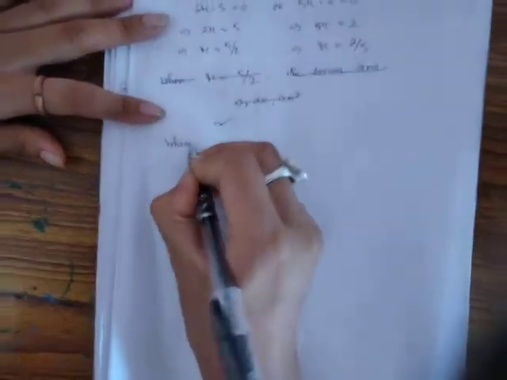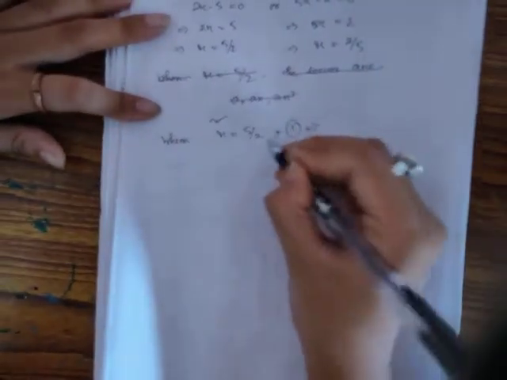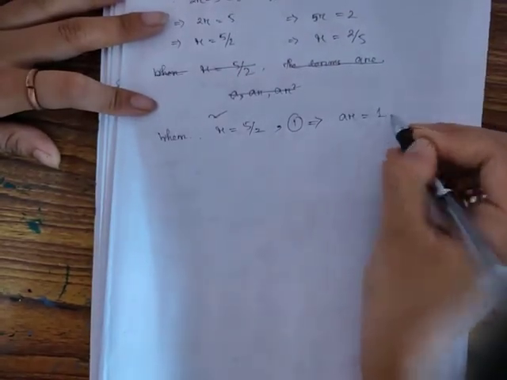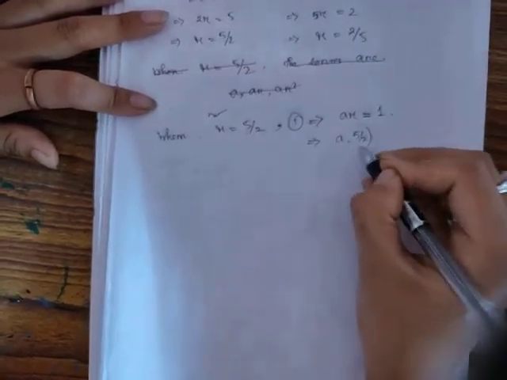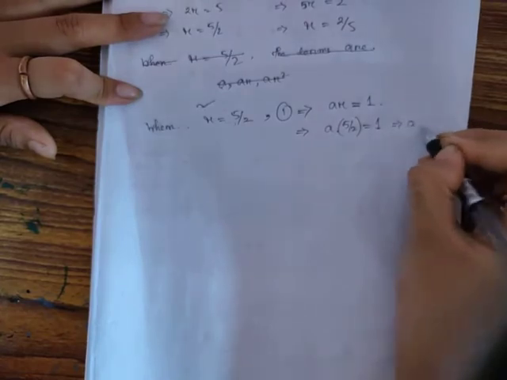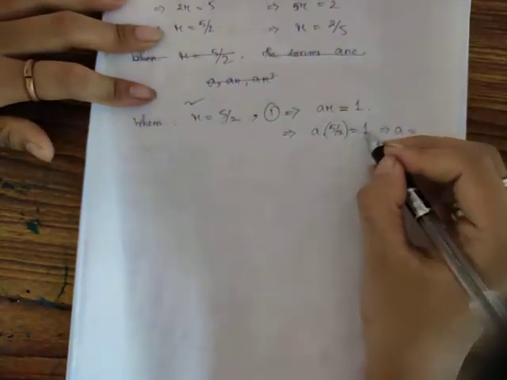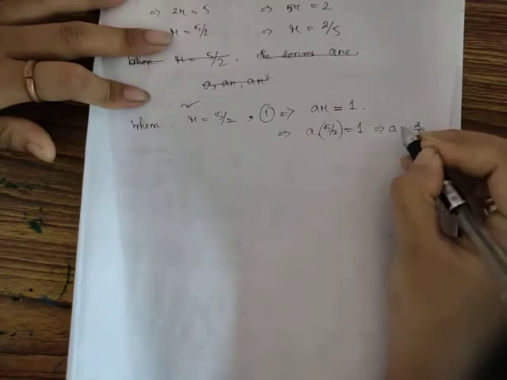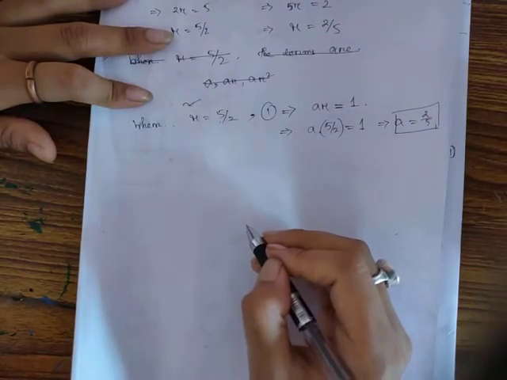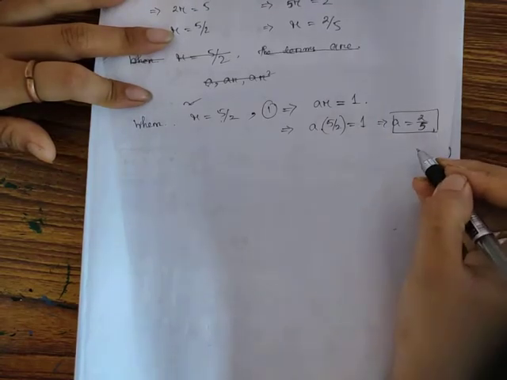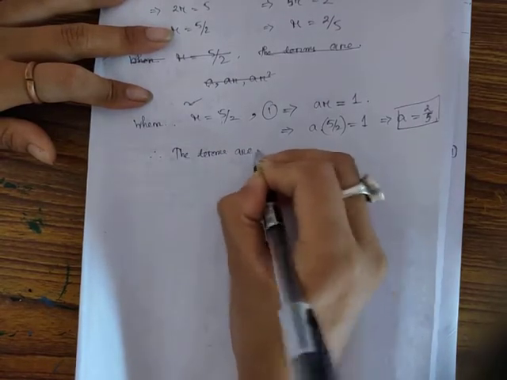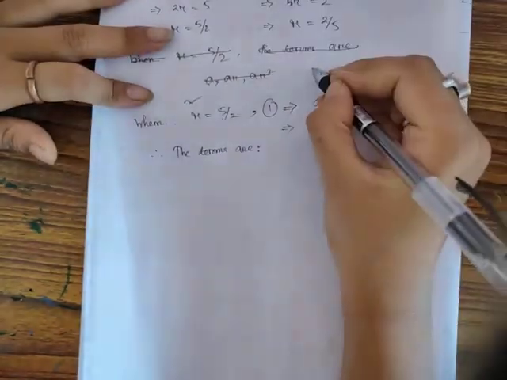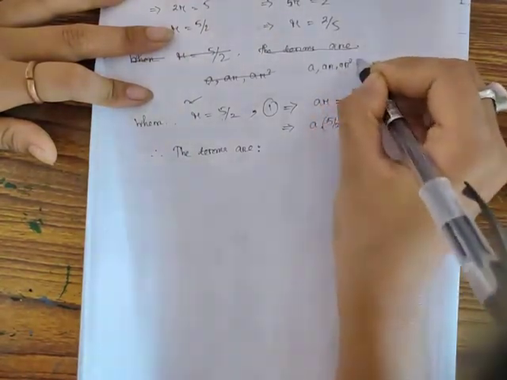So when r equals 5 by 2, from equation 2 we have ar equals 1. So a times 5 by 2 equals 1. Taking 5 by 2 to the right hand side, a will be 2 by 5. So a you have got 2 by 5. Therefore the terms are a, ar, ar squared. These are the terms.